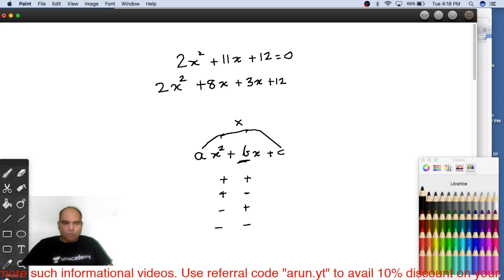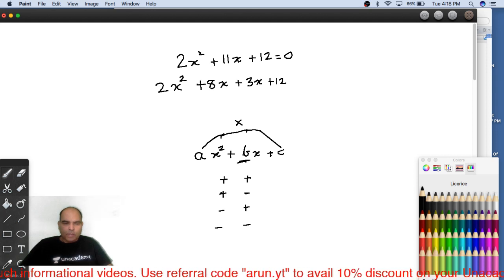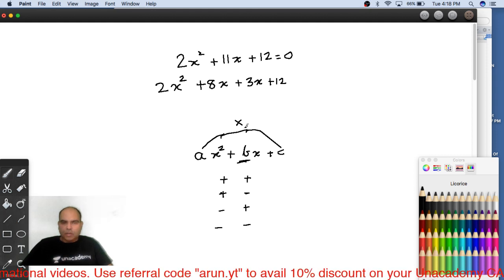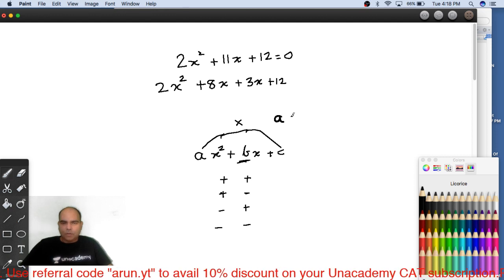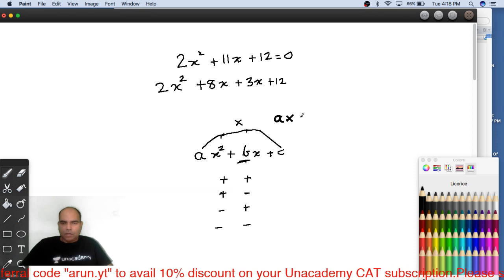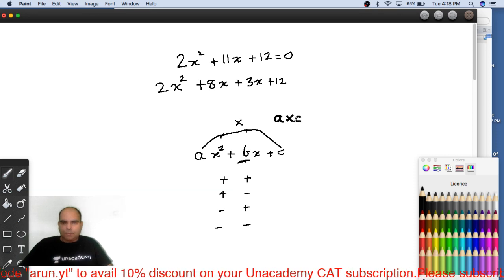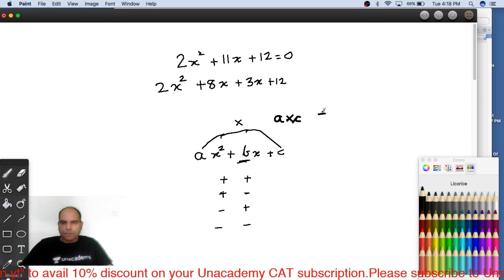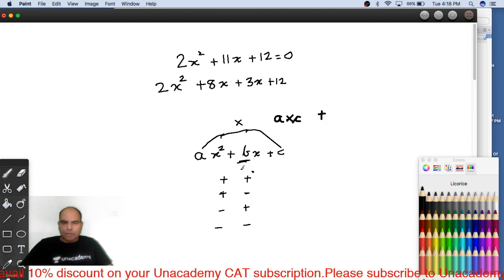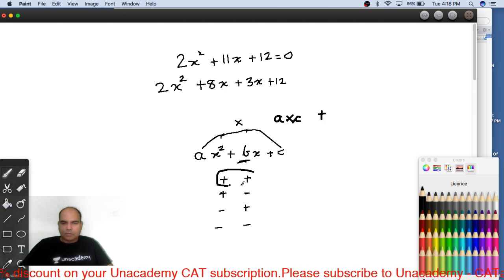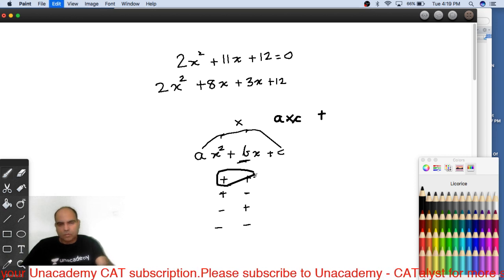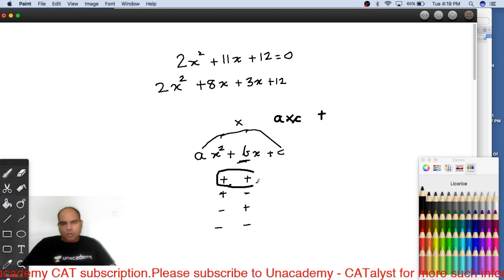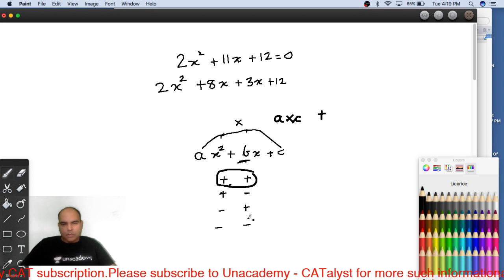Now, when do you use which? वो visualization किस तरह से है कि अगर a into c जब तुमने किया, when you did the a into c product, and if the a into c product is positive, then the middle term splitting will have to be either plus into plus or minus into minus.